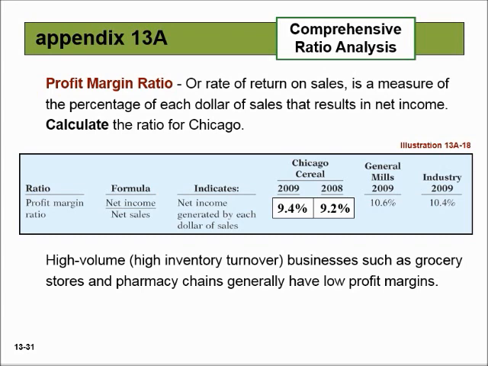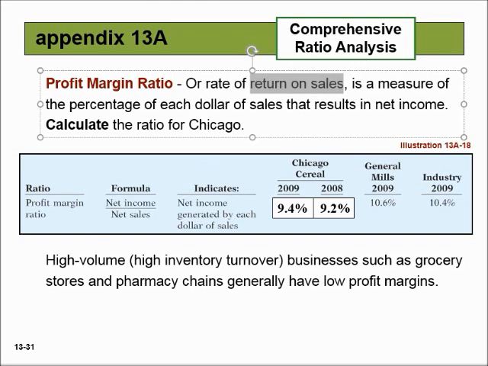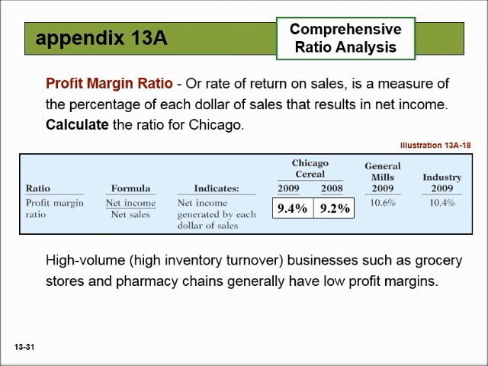Then we have our profit margin ratio. Profit margin ratio, also called return on sales. And what that tells us is that for every dollar in net sales, how much do we make as net income? Now, we actually saw this earlier when we took a look at that vertical analysis, and we saw that our net income was 9.4% of our net sales. And so net income divided by net sales, that's the net income generated by each dollar of sales. We keep 9.4% of every dollar that we make in sales, we keep that as net income.